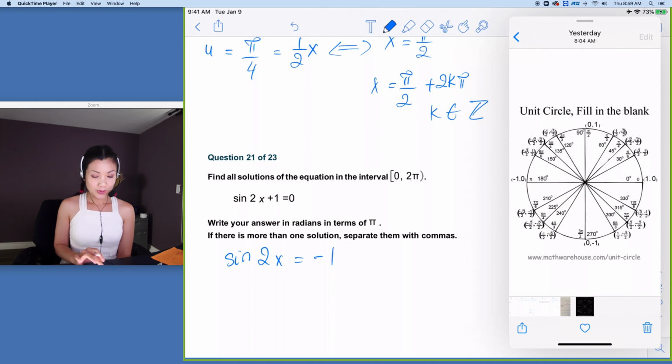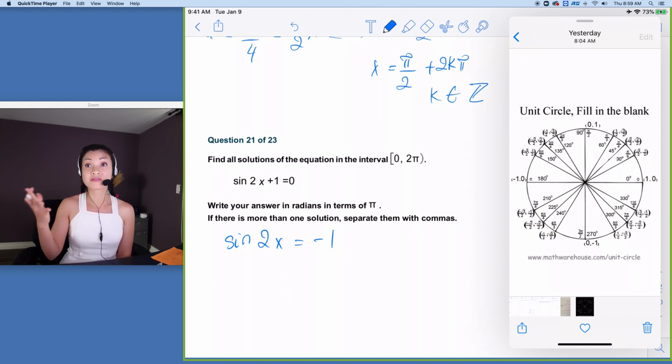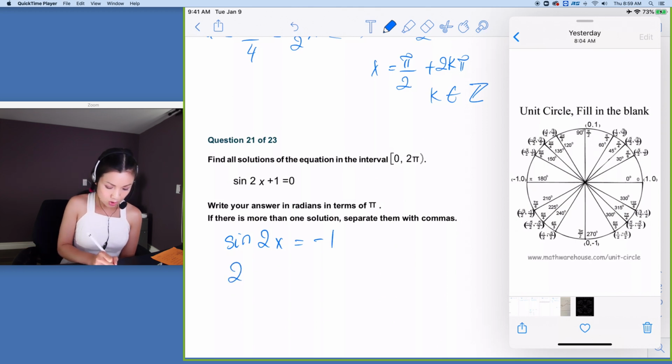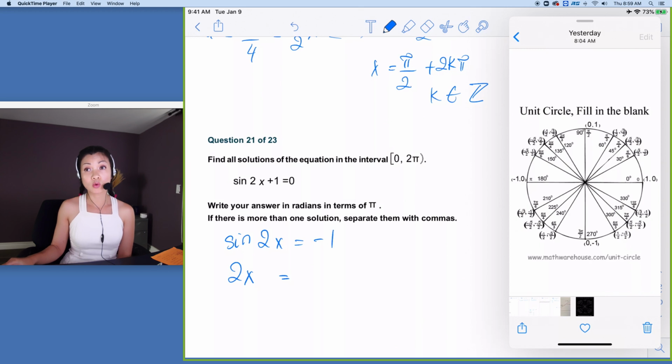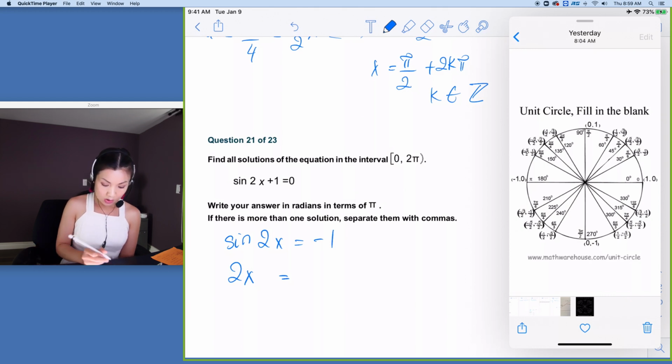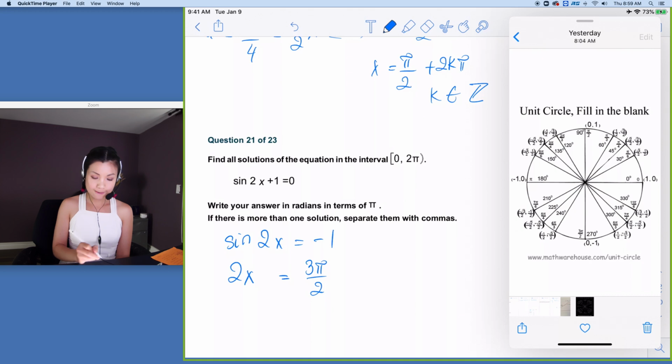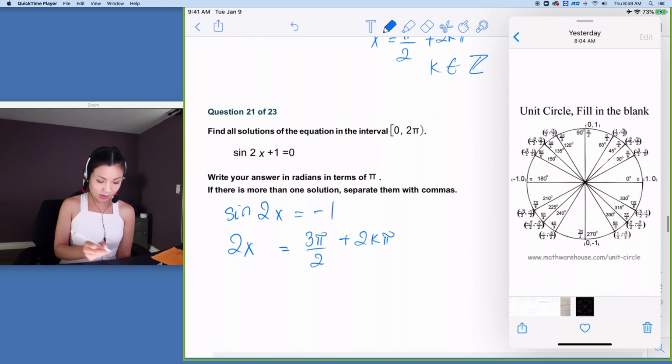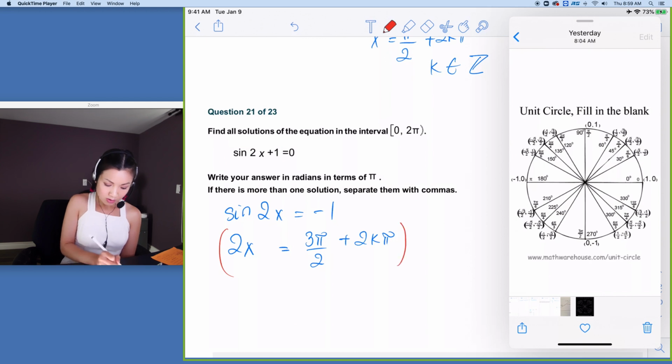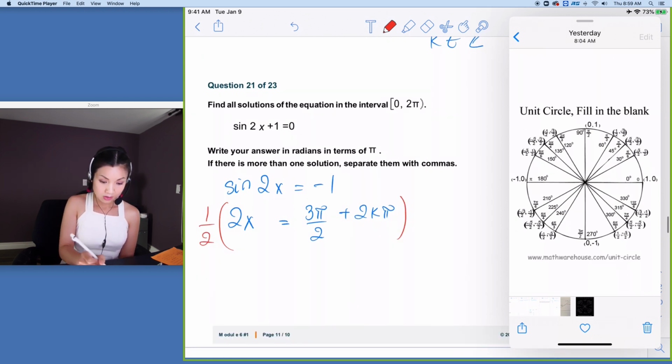Now, because I know sine of something equals -1, instead of using u substitution, I'm just going to put 2x. So 2x, what angle gives us -1 for sine? So that's for y. This one right here, 3 pi over 2. You see that? So we have 3 pi over 2. Don't forget plus 2k pi. Now I want to isolate x. So all I have to do is divide by 2, which is multiply by 1/2 for everything. So I ended up with x equals 3 pi over 4 plus k pi.